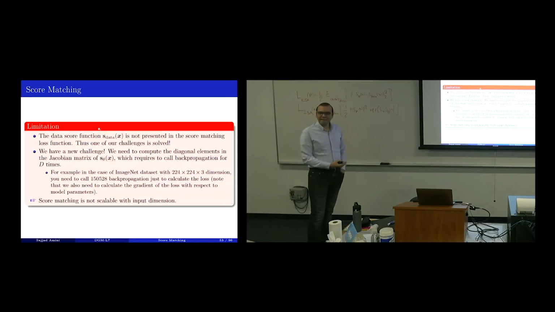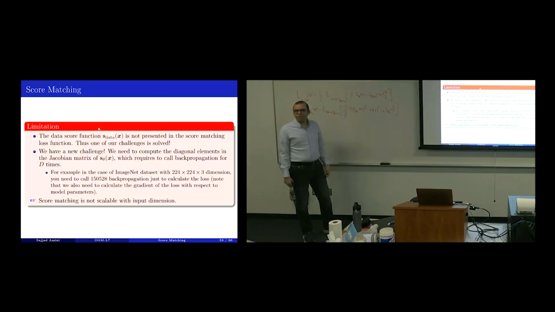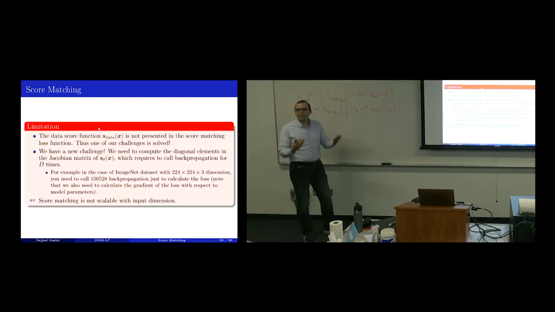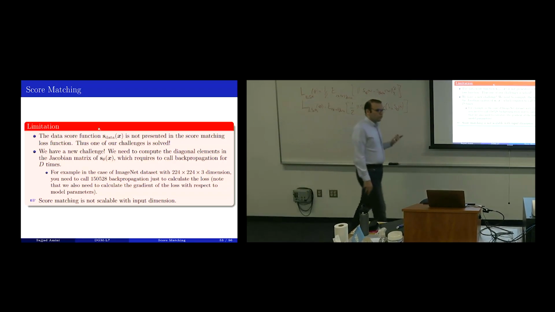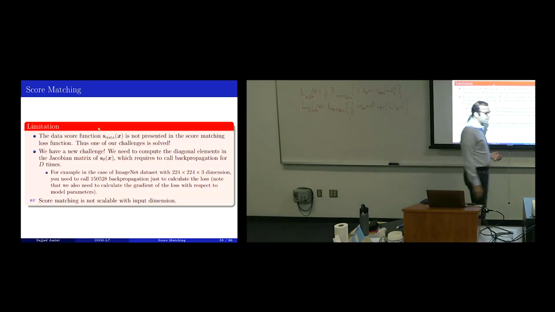But we know how to calculate it now. And if you can calculate it, it means that you can take the gradient. Does it make sense? You may take the gradient by yourself, or you give it to one of the libraries and it calculates the gradients for you. Okay? So we found one solution to score matching, but it is not scalable.